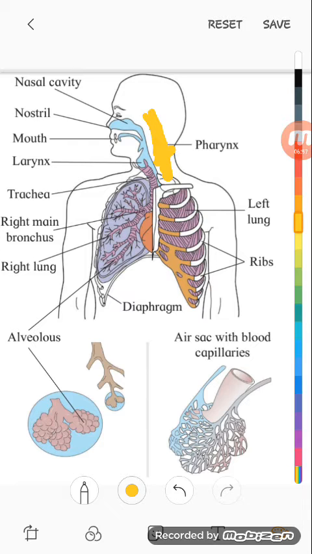Larynx is also called as dash, Adam's apple. The opening from pharynx to larynx is guarded by dash, glottis. And glottis is guarded by a flap called epiglottis.